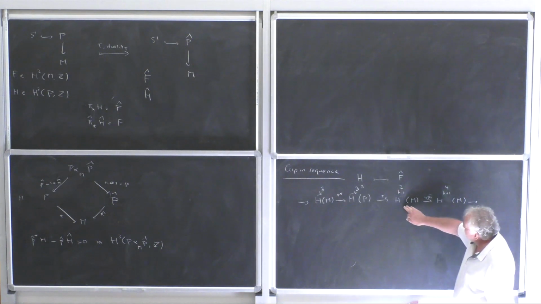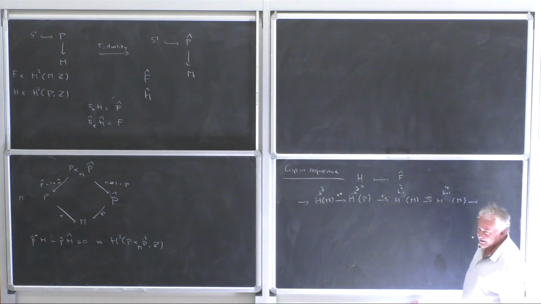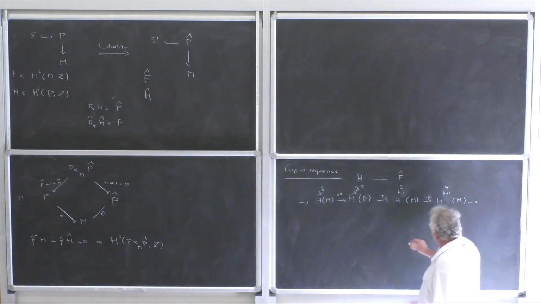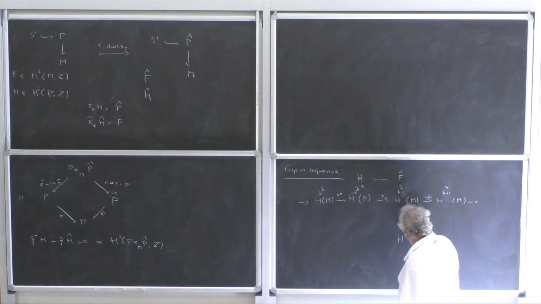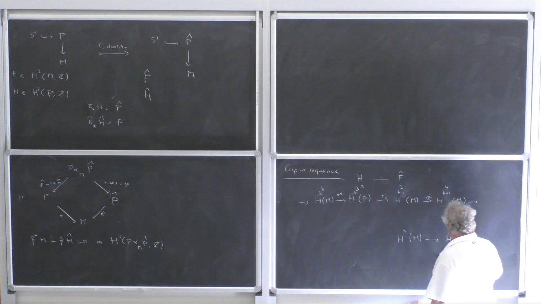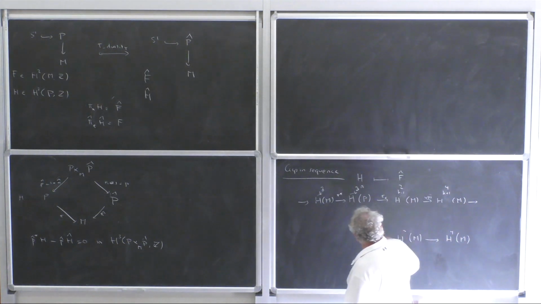Now F hat, since it's a 2-class on M, it defines a dual bundle, or an isomorphism class. So I can also look at the corresponding sequence for the dual one, the bundle defined by the dual flux.